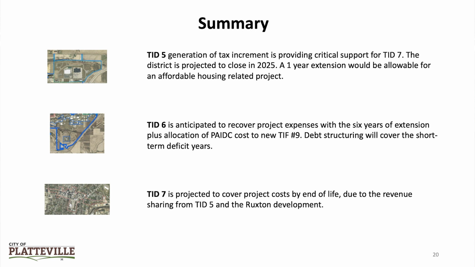I said here that TID 6 is anticipated to recover project costs within the 6 years of extension, if we allocate the paid cost to TIF 9, and that's also assuming that there is growth in the tax rate and growth in the value of the TID district itself. And the deficits that you saw generated in the next few years will need to be addressed through a debt restructuring, so that the city does not have to advance from the general fund in those intervening years. And then finally, TID 7 is projected to cover project costs by the end of its life, due to the revenue sharing from TID 5 and due to the developments in there.